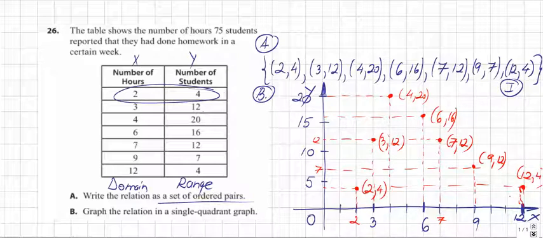Okay, and here we are. We're done with part B. We graphed the relation in a single quadrant graph, quadrant number 1, all right? And this is how you should answer a problem like this. Okay, I hope it makes sense. We'll do more in class.